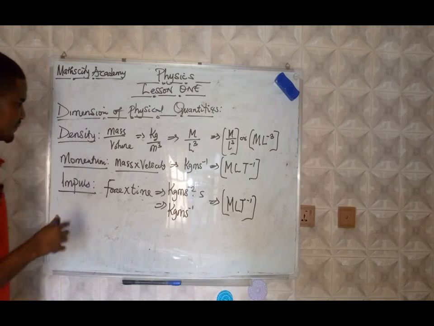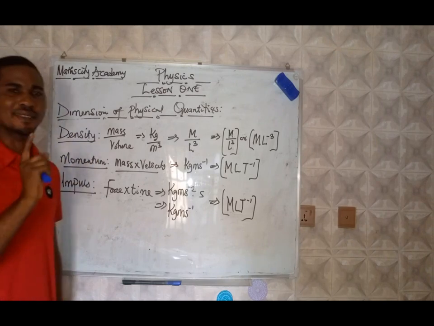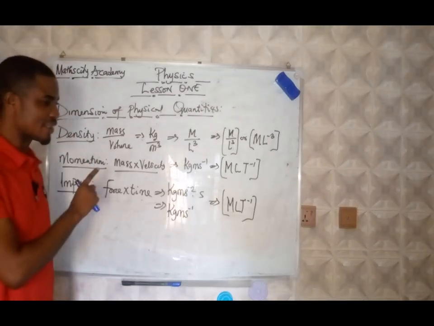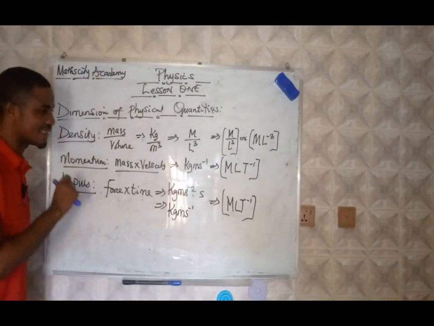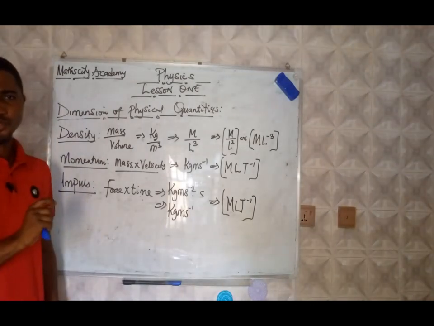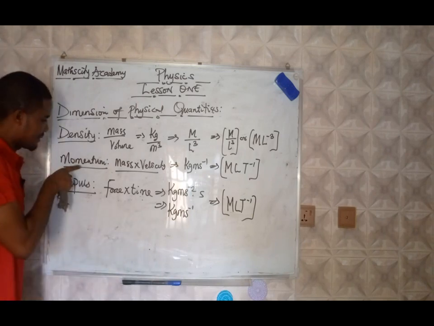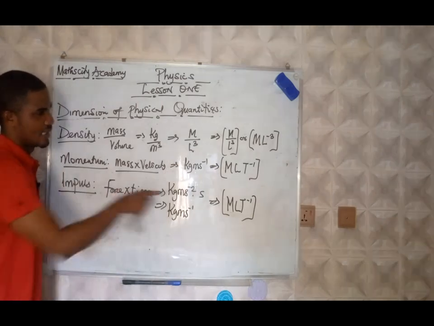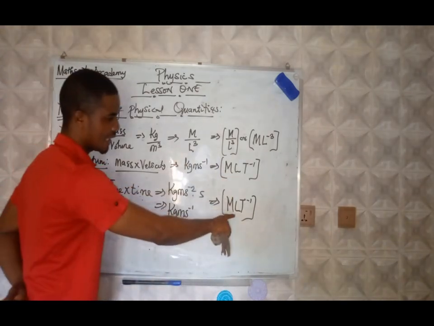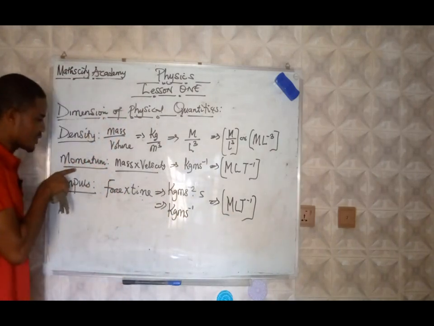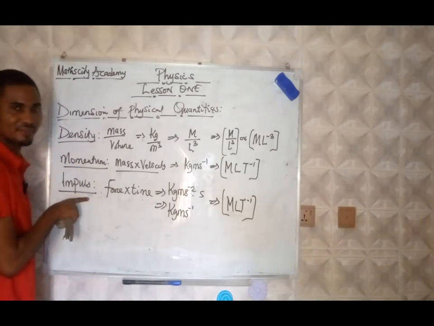Note, when the units of two physical quantities are the same, their dimensions will also be the same. I repeat, when the units of two physical quantities are the same, their dimensions will also be the same. What am I trying to say? Look at the dimension for momentum, MLT minus 1. Look at the dimension for impulse, MLT minus 1. It means that the unit of momentum and that of impulse are the same. Hence, momentum is equal to impulse.